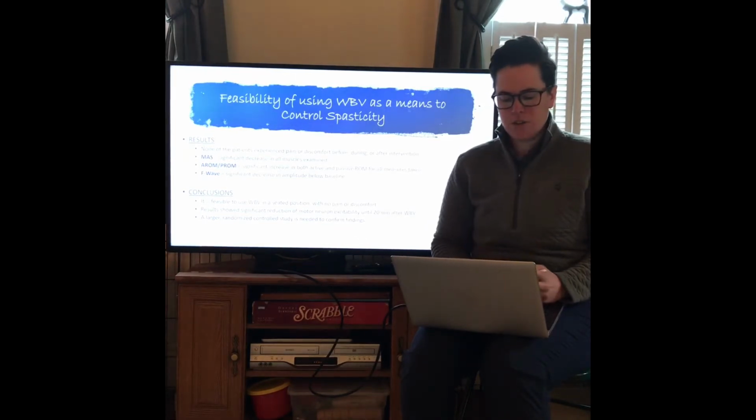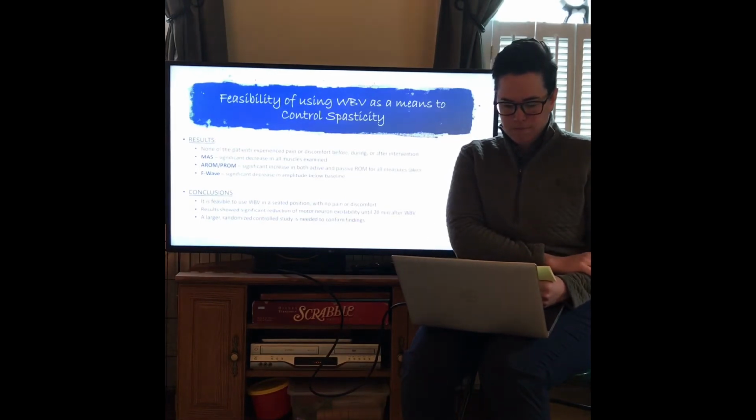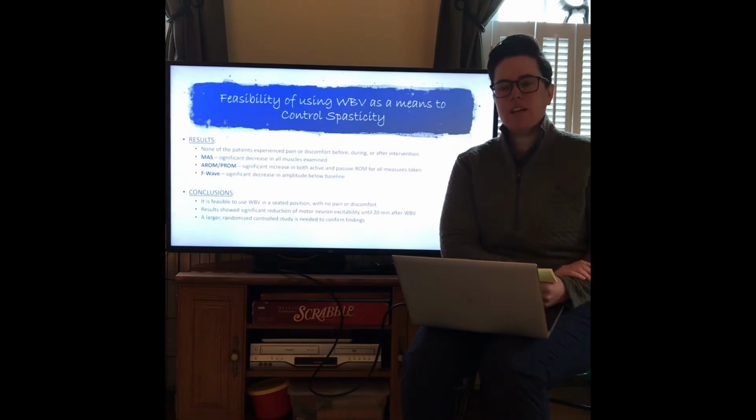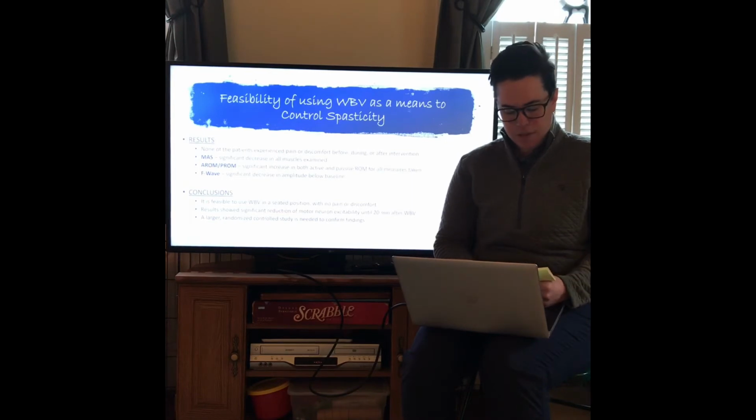And the results also showed a significant decrease in the modified Ashworth scale in all of the muscles that were examined in the lower extremities. Active and passive range of motion values significantly increased following the intervention. And the F-wave measures that were taken also decreased. The F-wave is going to measure the spinal cord excitability, and so those values decreased significantly following the treatment.